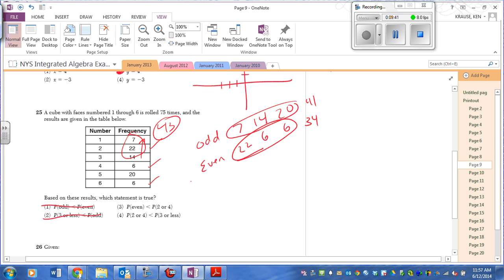Probability is even. So even is 34 out of 75. And the probability of a 2 or a 4 is 28 out of 75. So, nope. Probably a 2 or 4, which is 28 out of 75. There's one, there's 3 or less. 3 or less was 43. So stick it there.